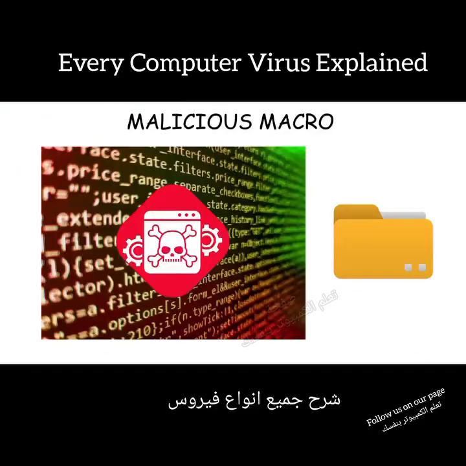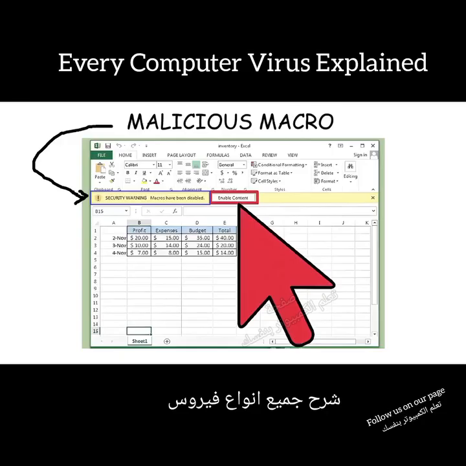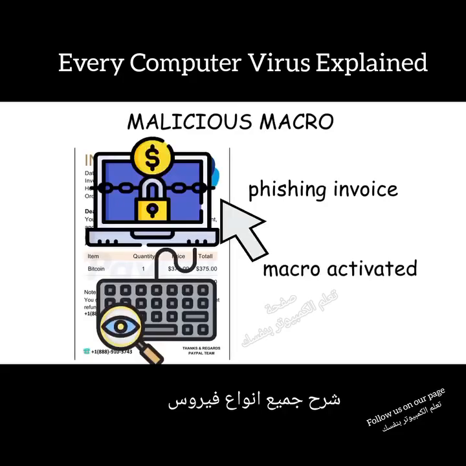Malicious macro. A malicious macro is a harmful script embedded in documents, often Microsoft Word or Excel files, that runs when macros are enabled. Macros are normally used for automating tasks, but hackers exploit them by hiding malware inside. Victims usually receive these infected files through phishing invoices or official reports. Once opened and macros are enabled, it downloads additional malware like ransomware or keyloggers.